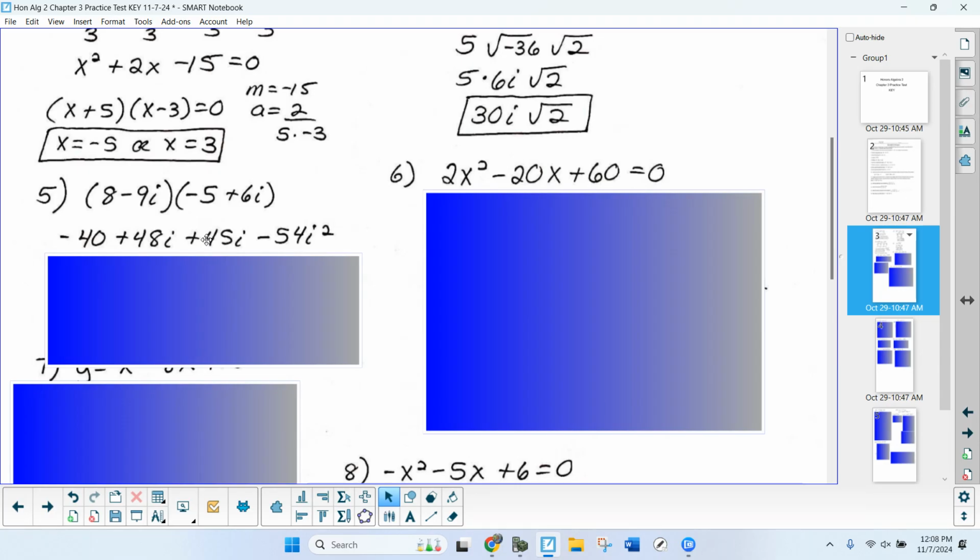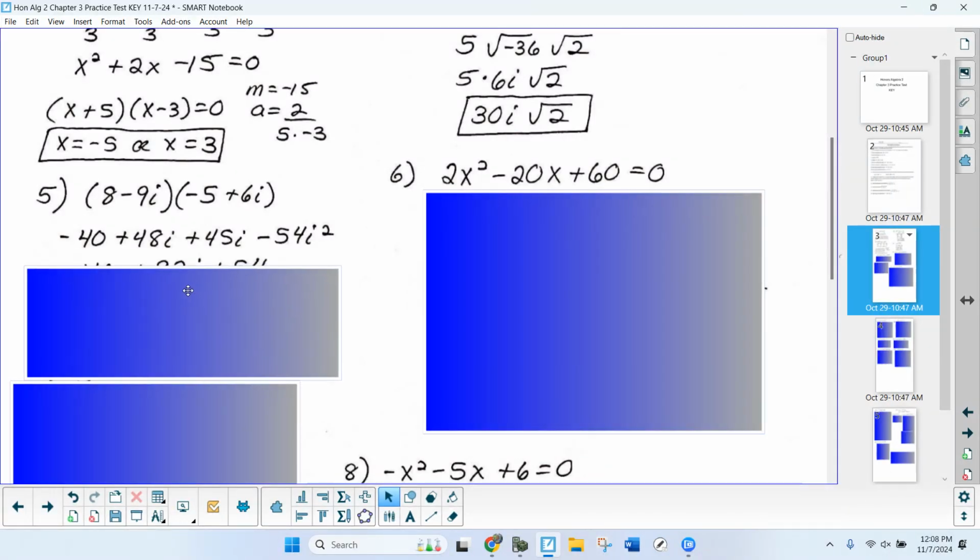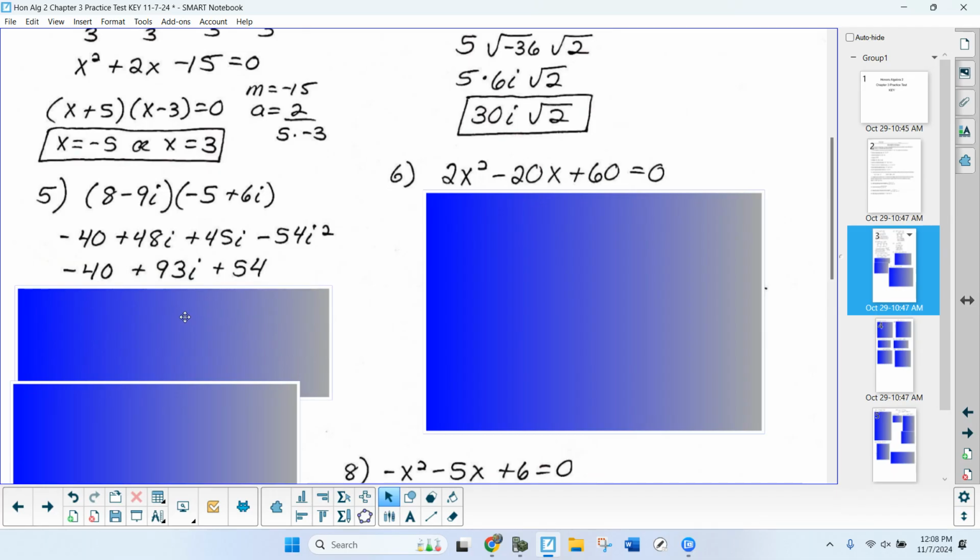And then 8 times 6i is 48i. And then negative 9i times 6i is negative 54i squared. And i squared is just negative 1. So negative 54 turns into a positive 54. And so it's negative 40 plus 98i plus 54. And you combine like terms, so it's 14 plus 93i.